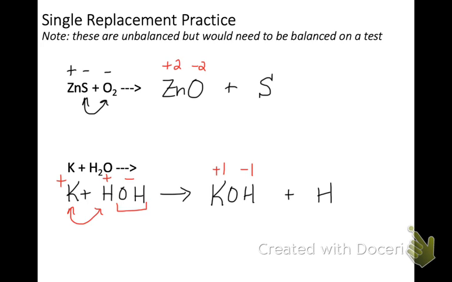The second question you need to ask yourself is, is the single atom one of the diatomic 7? Hydrogen is one of the diatomic elements, so I need to put a subscript of 2 on the hydrogen. At this point, you would want to go back and make sure that all of your equations are balanced.